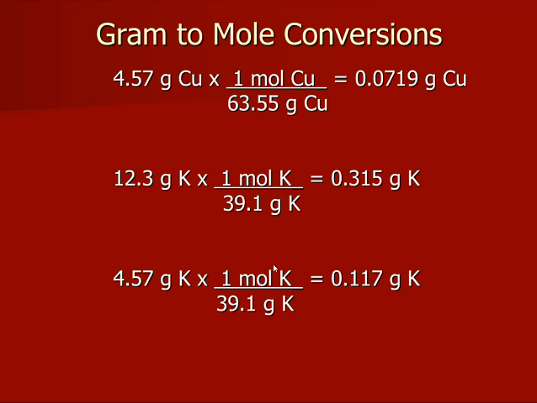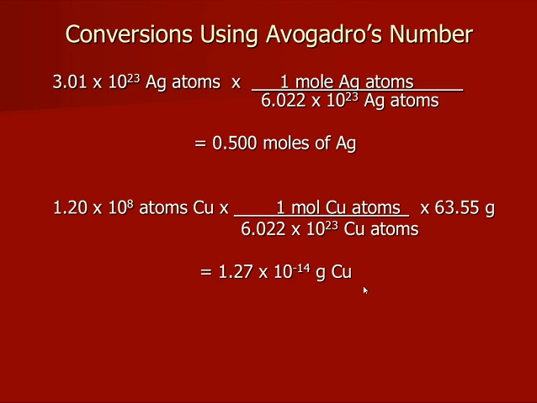All right, the third example, 4.57 grams of potassium using the molar mass of potassium. Gram units cancel out, only unit left is moles. The math tells you 4.57 multiplied by 1 and then all divided by 39.1. The calculator is going to help you out and tell you 0.117 moles of potassium. My bad, apologies.